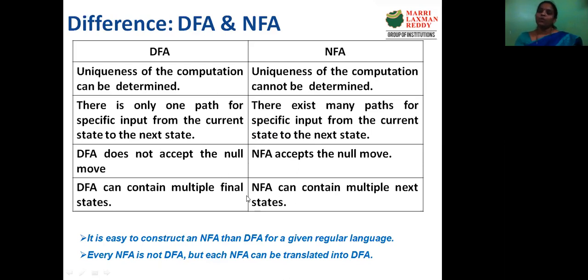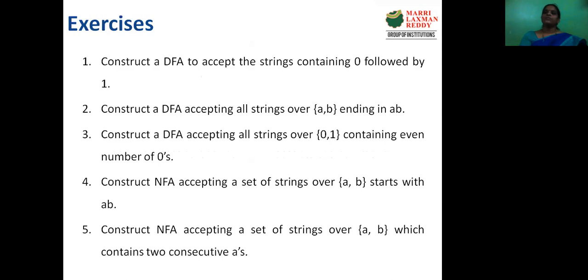And now with this conclusion, what we can say is it is easy to construct an NFA, but a DFA is a bit more complex than an NFA. And an NFA is also used to backtrack, which is not allowed with a DFA. And every NFA can be converted into a DFA, but not every DFA can be translated into an NFA. Thank you.